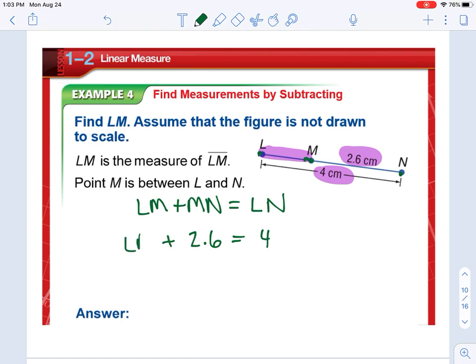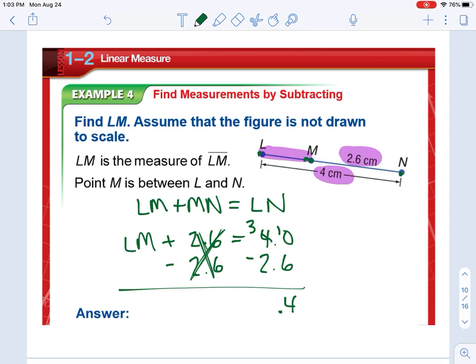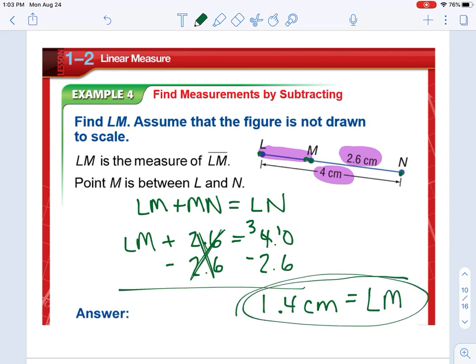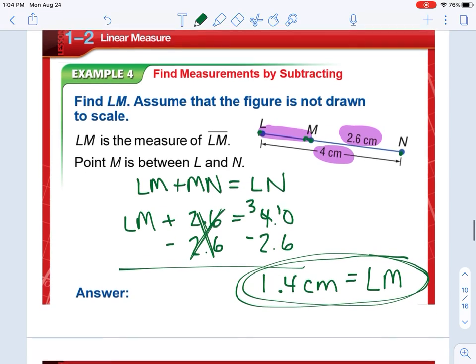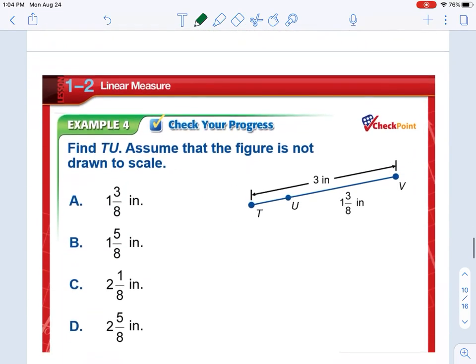Oops, not equals, plus. We'll pretend this is like an equation where we're solving for a variable, where LM is our variable. We solve, and we get 1.4 centimeters equals LM. Okay? So we just kind of work backwards, and then you can check your work. Taking 1.4 plus 2.6, that should equal 4.